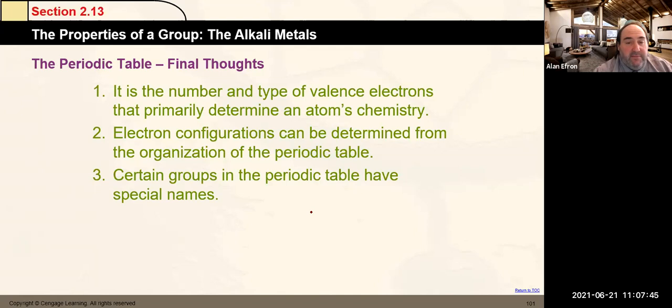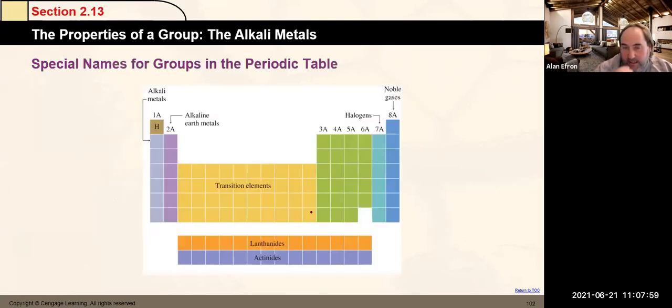We obviously talked about special names in terms of the periodic table: alkali metals, alkaline earth metals, halogens, and noble gases. Obviously, there are also our transition metals, lanthanides, and actinides. Since we've been talking a little bit about charges, it'd be a good thing to talk about here, kind of leading into our discussion about bonding in the next chapter tomorrow.